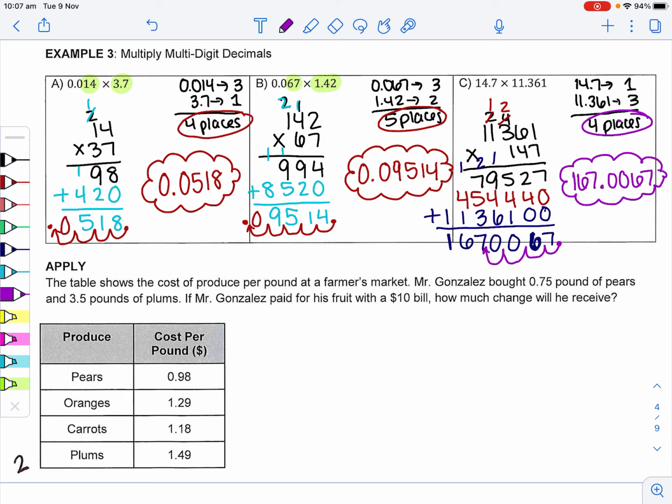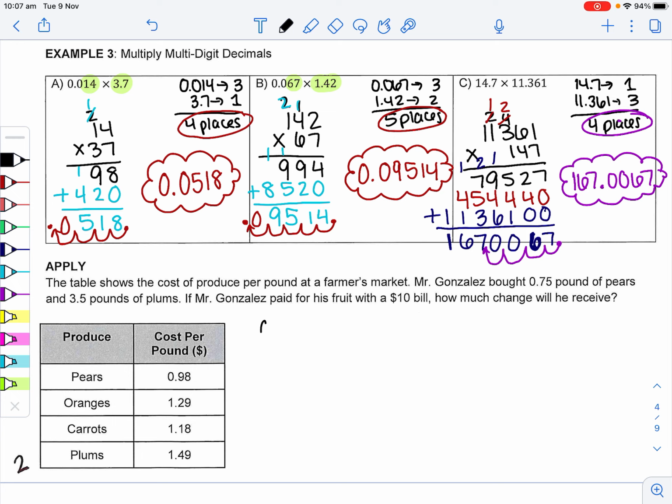So now we're going to take the multiplication that we've done here and combine it with the addition and subtraction for the apply problem here down at the bottom. So this says the table shows the cost of produce per pound at a farmer's market. Mr. Gonzalez bought 0.75 pounds of pears and 3.5 pounds of plums. If he paid for his fruit with a $10 bill, how much change will he receive? Well, the first thing I'm going to do is figure out the total cost of each of the things that he bought.